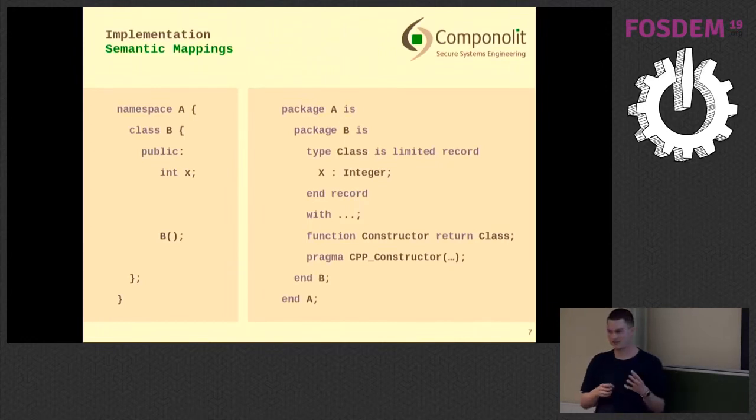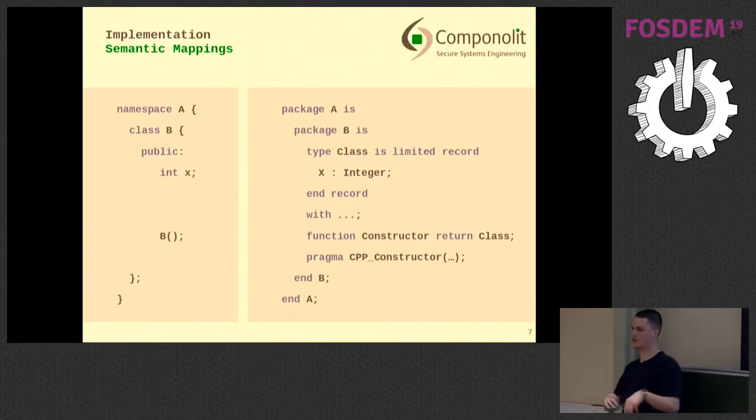And since we don't want to have state in our classes, but we want to have objects, the class object itself is a limited record, which then contains the member variable, and the constructor is an auto-generated function that returns this type. And the pragma C++ constructor is from GNAT, which tells GNAT, okay, this is our constructor, and here we have to supply the constructor symbol of the object file. And then if we call this function, the C++ constructor gets called and returns us an initialized object.